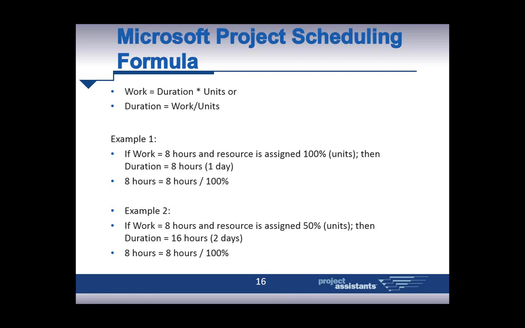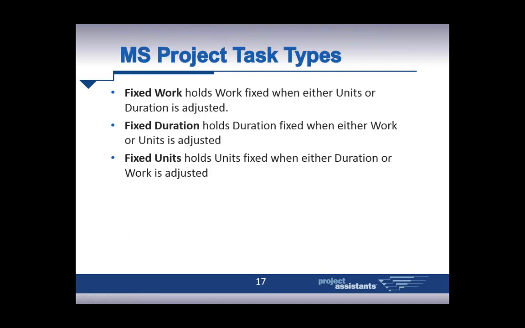So for example, if my work is 8 hours and my resource is assigned 100%, I simply divide the 8 hours of work by 100%, or 1, and I come up with a duration of 8 hours, or 1 day. Let's say that resource is only available 50%. Now I have 8 hours of work, 50% units, and my duration is now going to equal 16 hours. It's simple algebra, but a very important concept as you go through and update your project plan.